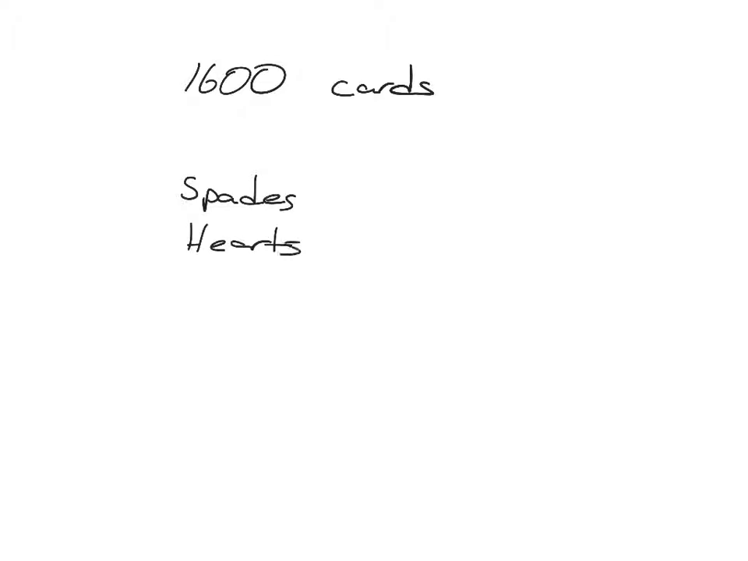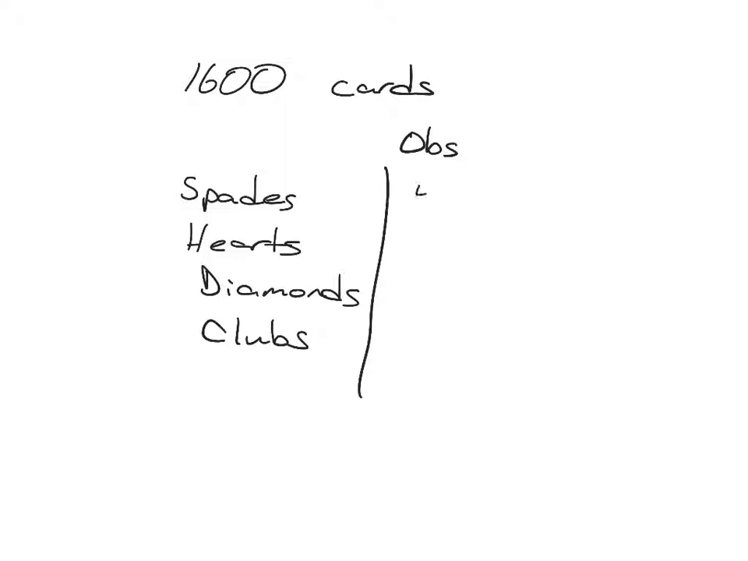In this practice problem, they tell you that you have 1,600 cards, and that you have spades, hearts, diamonds, and clubs. And these are your observed numbers. What you see is 404, 420, 400, and 376. That's what you see.